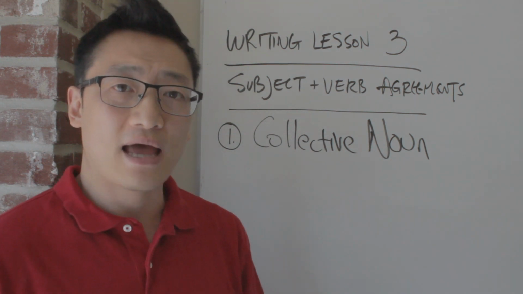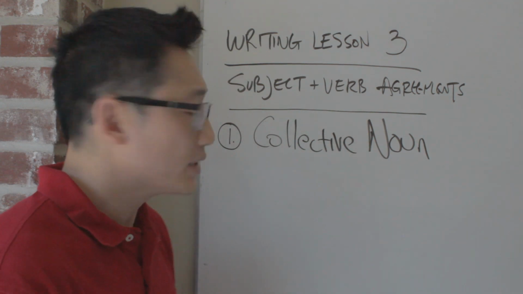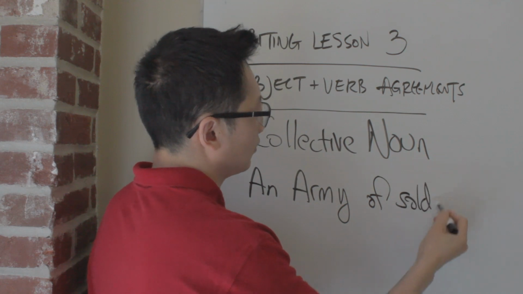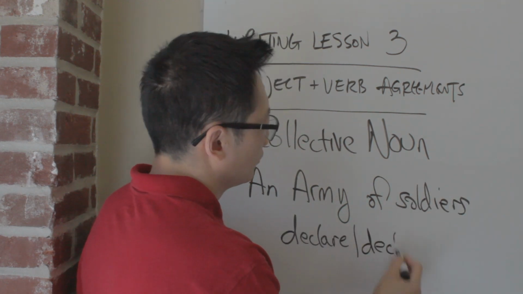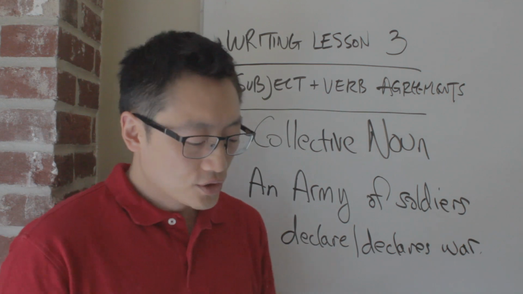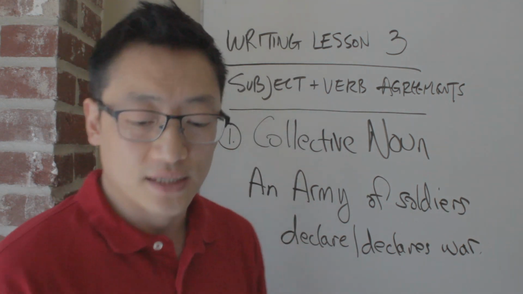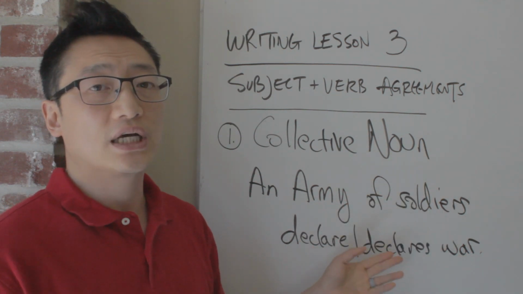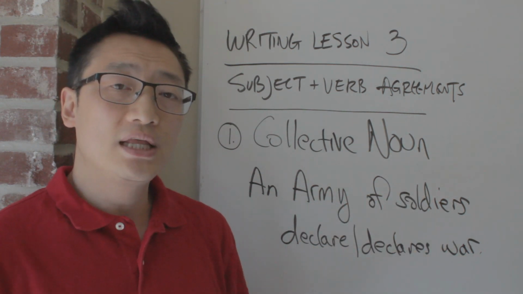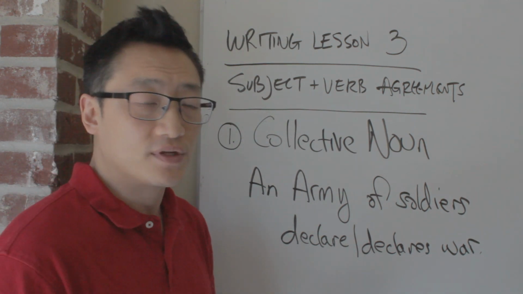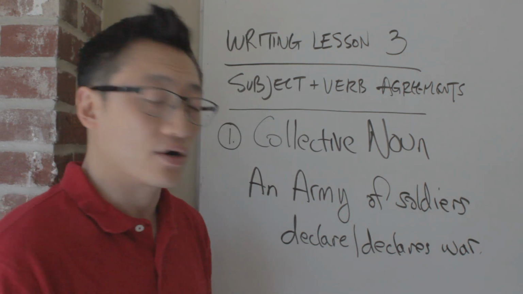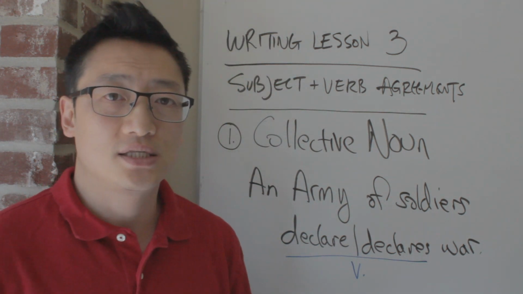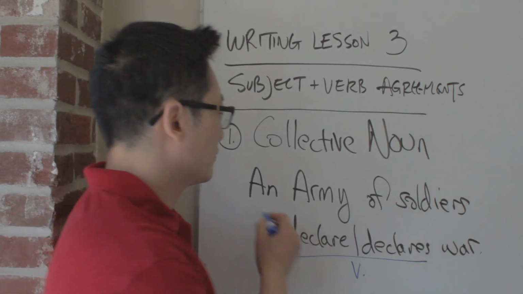If I were to give you a sentence that has a collective noun in the subject, like so, an army of soldiers declare or declares war, we can immediately identify the verb, which is the action of the sentence, as declare or declares. The subject of this sentence is the army of soldiers.